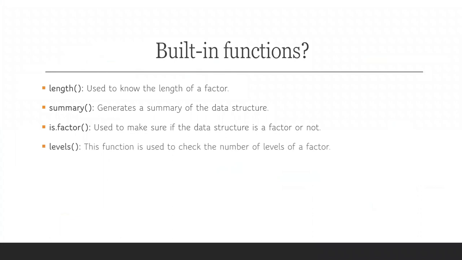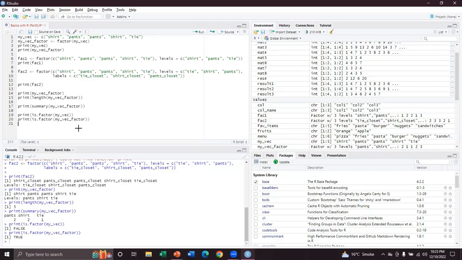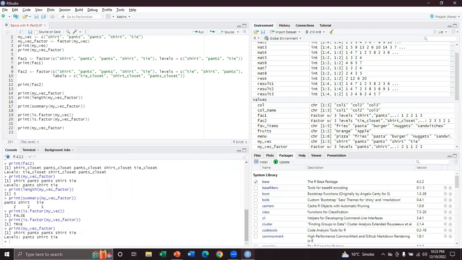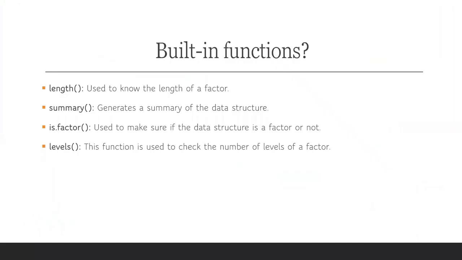Next, we have levels. This function is used to check the levels of a vector. Let's use it. This time, I'm going to be using it on the same vector, my vector. And the levels are pants, shirt, and tie. Okay, now it's time to move forward.